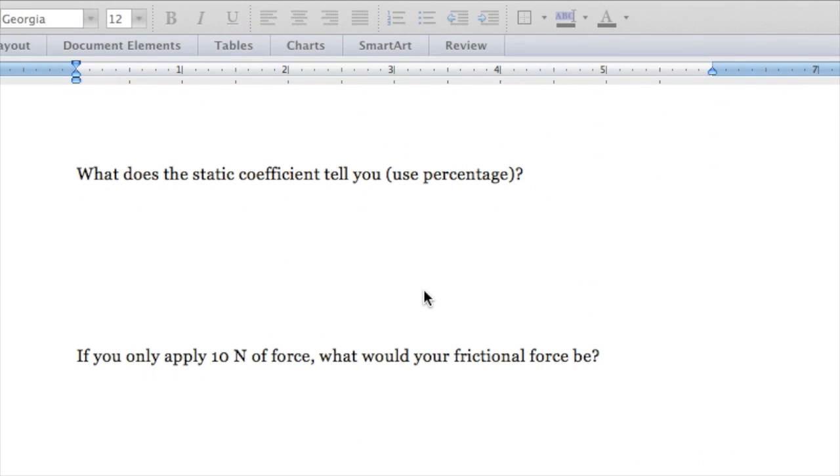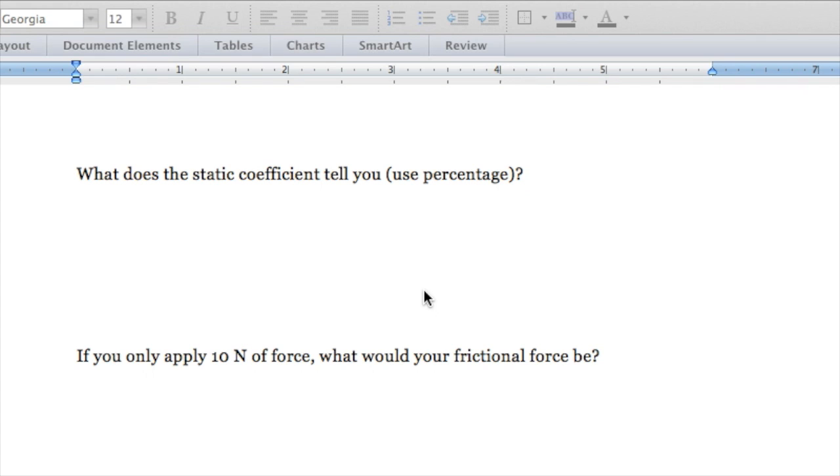Alright, so now that you've solved everything for the first part and drawn your free body diagram, the next thing you do is go to the next question, and it says, what does the static coefficient tell you? And use the percentage. Once again, it tells me that when I push on it, I will experience a resistive force that is based on 25% of the object's weight. Okay? Because the coefficient was 0.25.